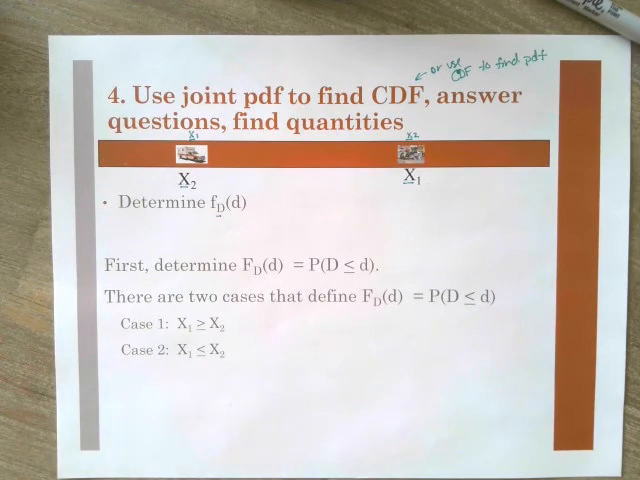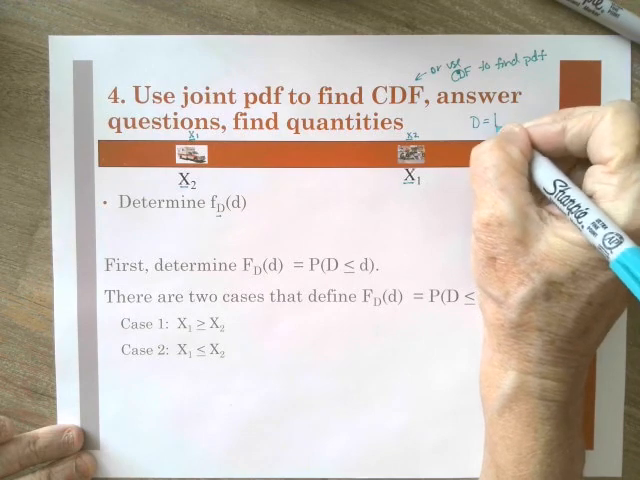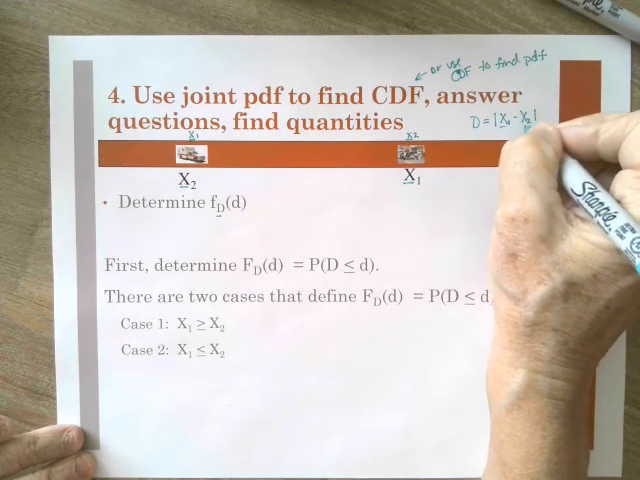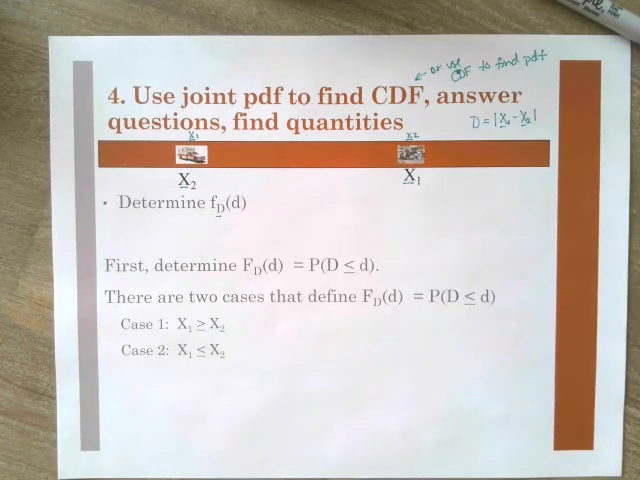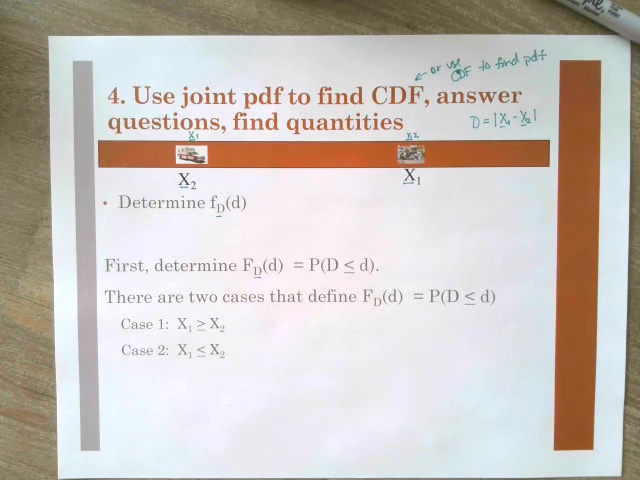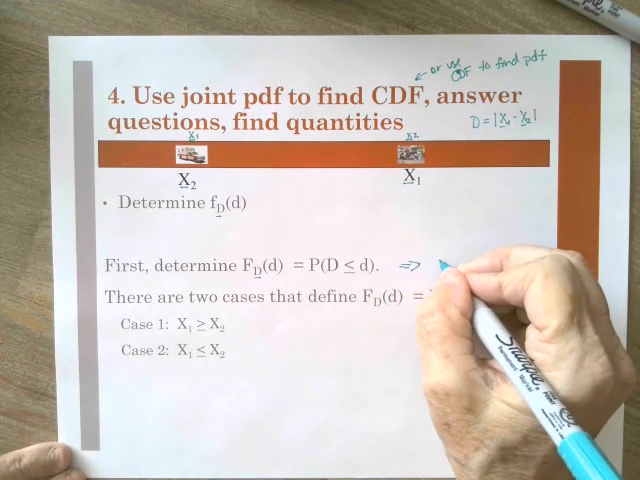So remember what D is. D has been defined to be the absolute distance or difference between my 2 random variables right there. And that's what I said I'm going to do. I'm going to figure out the CDF first, and then I'm going to take the first derivative.